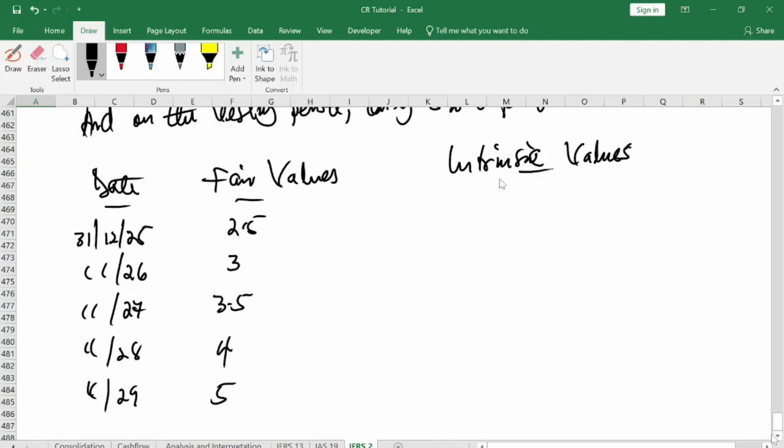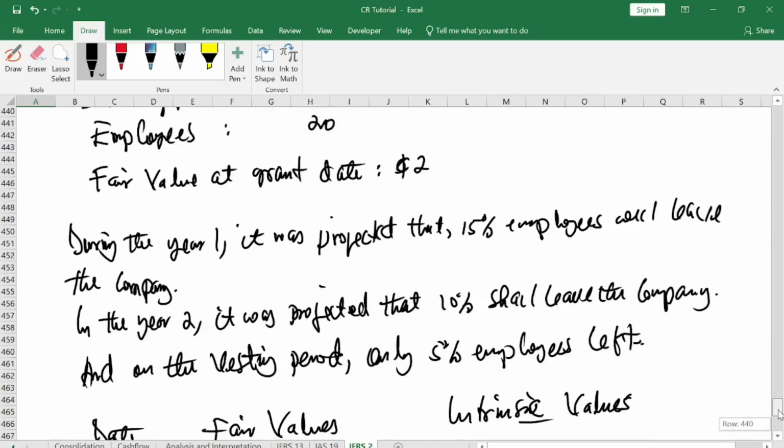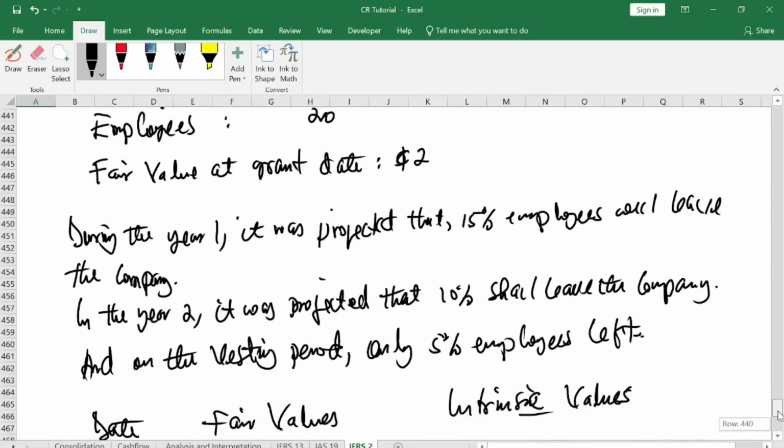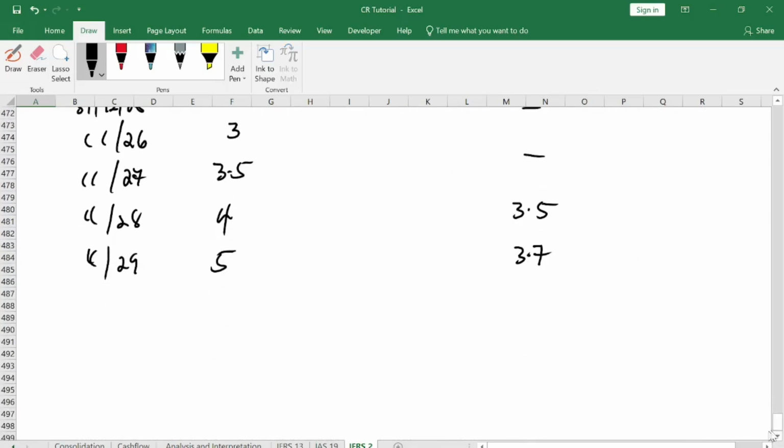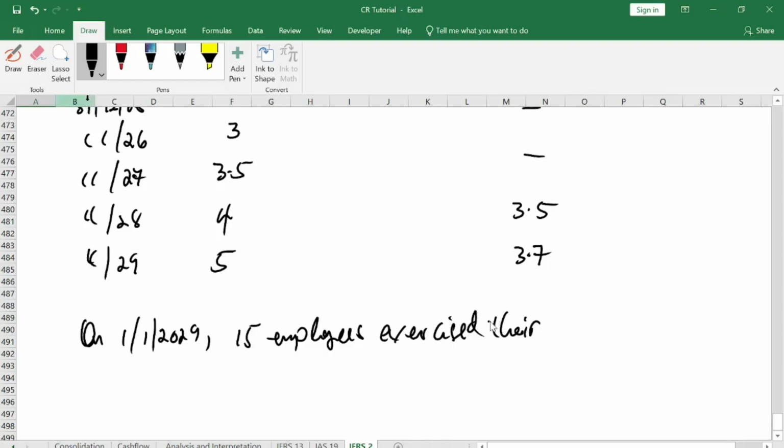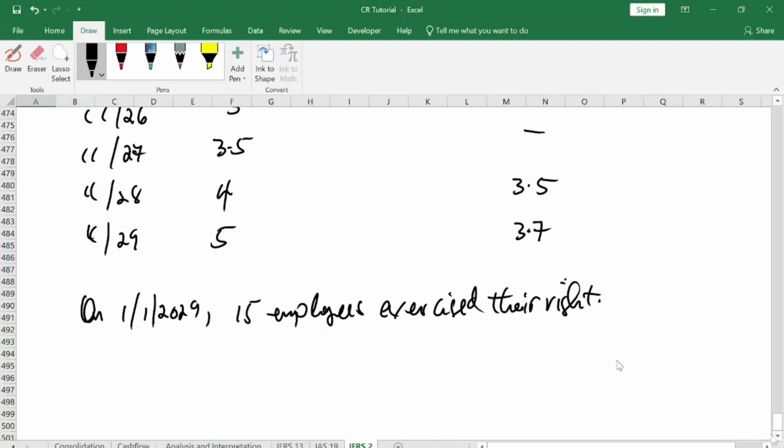And they said also your intrinsic values are 3.5, 3.7. Okay, so these are your intrinsic values. All right, so this is the question given to you, and let me add also that on first January 2029, 15 employees exercise their rights. So the requirement is, you need to work it out.